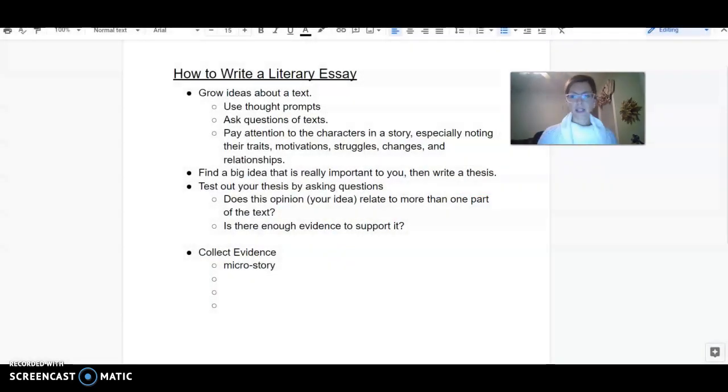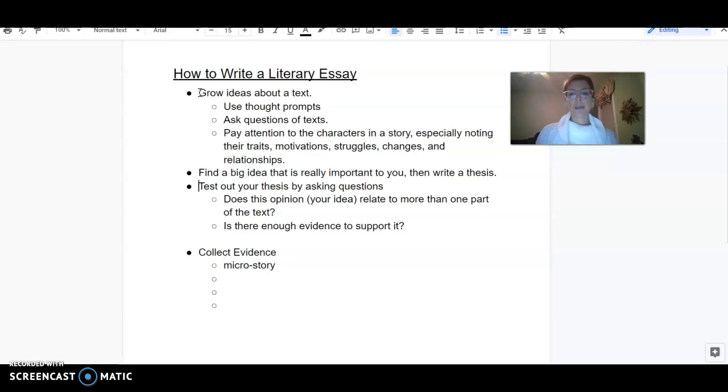So the first thing that we need to do is take a look at our how to write a literary essay chart that we have started. We have talked about growing ideas, and that's what we practiced. And now hopefully that next bullet point, finding a big idea that's really important to you, then writing a thesis. Yesterday we thought about our characters, thought about what we had noticed about them, and tried to come up with a thesis. And we took some time by flipping through and thinking and talking about whether our thesis was going to work or which one was going to work.